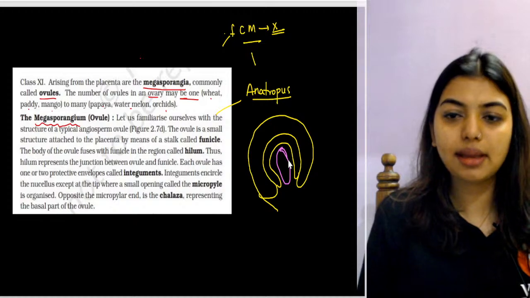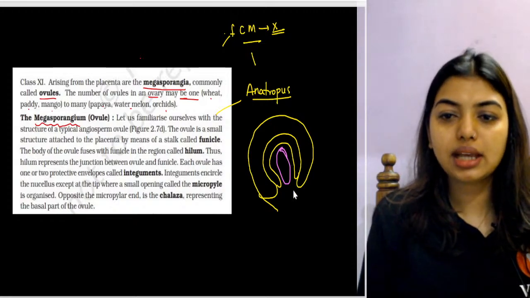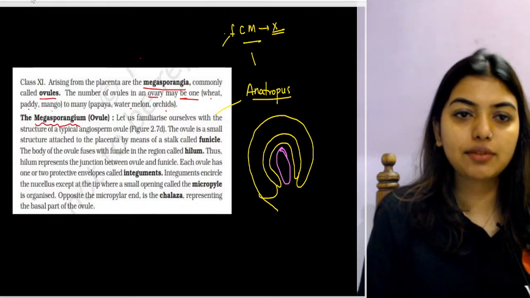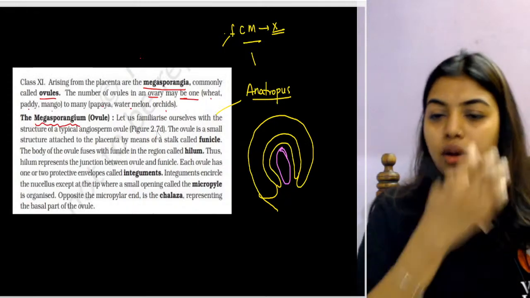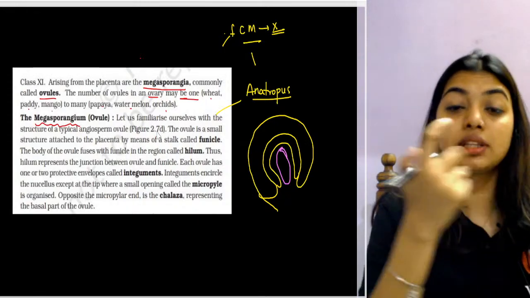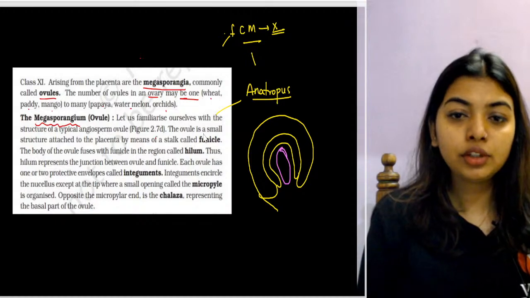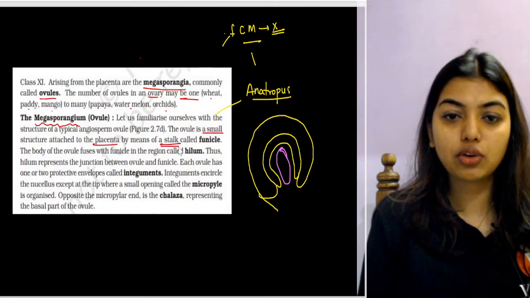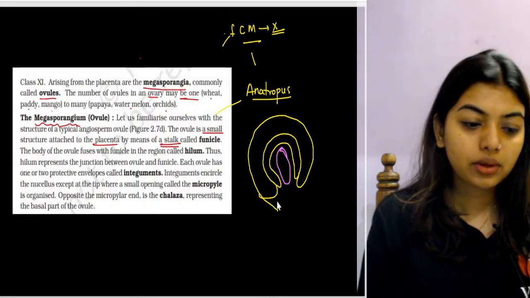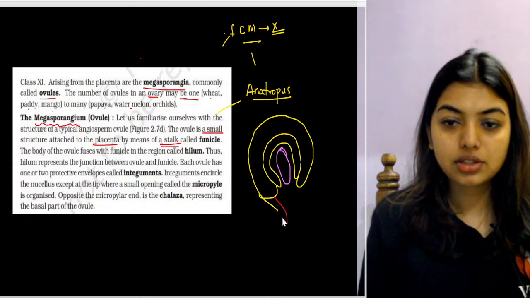So students, this is the embryo sac, right? Now these are the integuments. Look here, I've drawn a very normal one ovule because I cannot draw a lot with this pen. The ovule is a small structure attached to the placenta by means of a stalk called the funicle. This is the stalk.